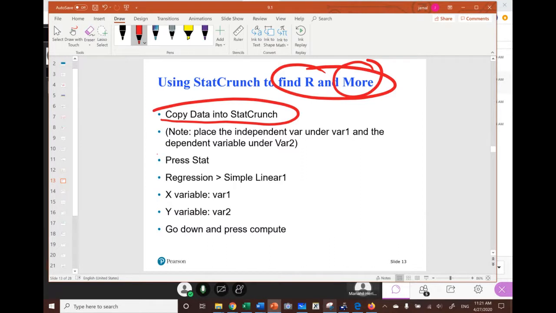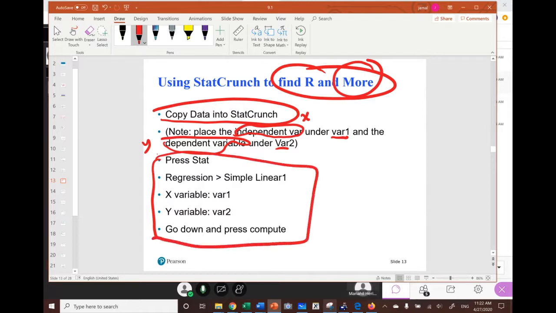But if you want to do it by hand, you have to be careful. You have to put the independent variable, in other words, you have to put X under variable 1. And you have to put the dependent variable, which is the Y, under variable 2. Okay? Then after that, you're going to follow those commands. Now, if you follow those commands in here, that should give you the R, and it should give you everything else that we need, or not everything, but most of the things we need in this class.